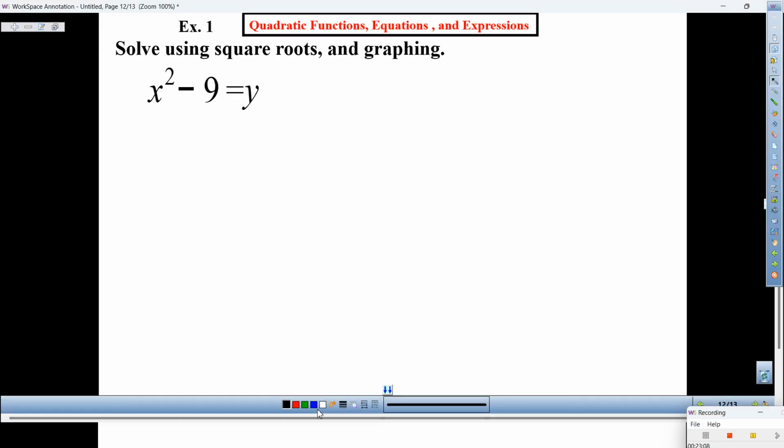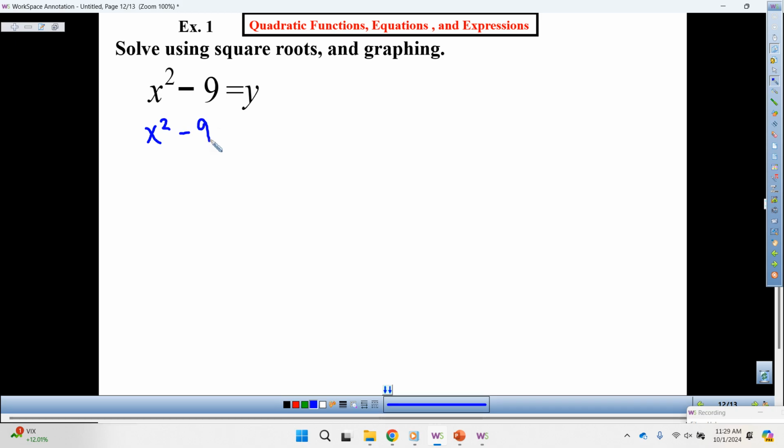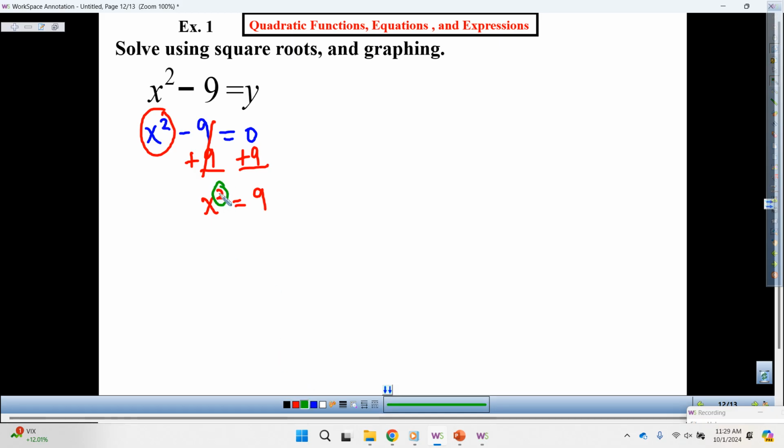Look up, please. So basically, I'm replacing y with what? 0. Step 3, isolate the variable. Need to leave the variable by itself. So that means I need to leave this by itself. So what do I need to do with the minus 9? Well, add 9. Add 9. Bring this down. I need to cancel the squared using the inverse. What is this, the inverse of the squared? Square root, square root. That leaves us with x equals plus minus 3. This is called solving using square roots. Copy that, please.